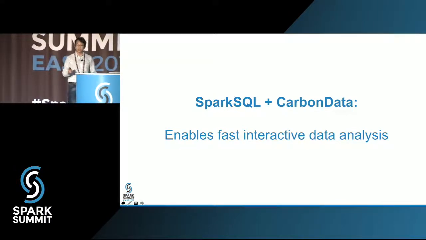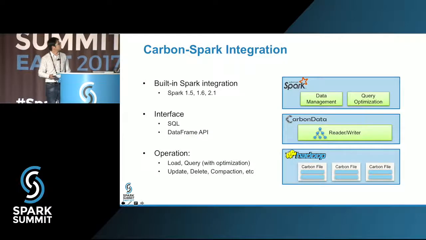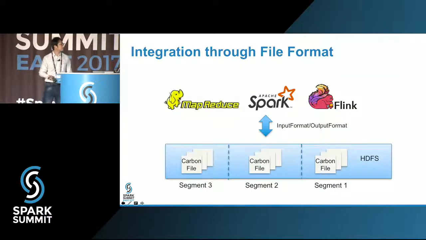So let's talk about how we integrate CarbonData with Apache Spark. Currently, CarbonData is integrated with Spark from version 1.5 up to 2.1. Users can use SQL or the DataFrame API to interact with CarbonData. Users can load data into a Carbon table and query it with the query optimization provided by CarbonData, and also can update, delete, and do compaction and other data management on the table.